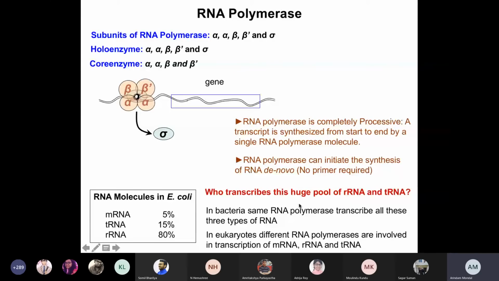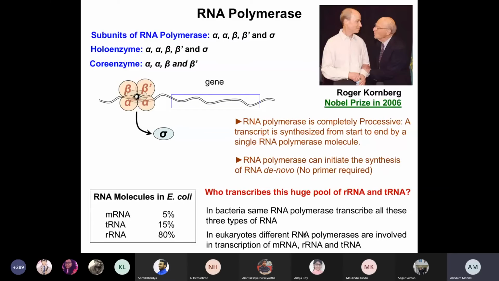And who transcribes this huge pool of rRNA and tRNA? So in case of the bacteria, it's only a single RNA polymerase which can transcribe all these 3 types of RNA. Whereas in case of the eukaryotes, there are different kinds of RNA polymerases for synthesis of mRNA, synthesis of rRNA, synthesis of tRNA. So different RNA polymerases synthesize different kinds of RNAs in the case of the eukaryotes.